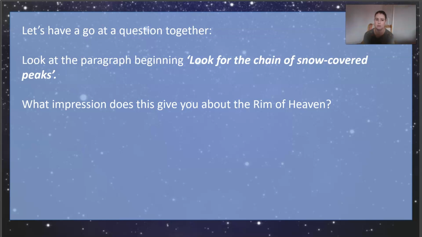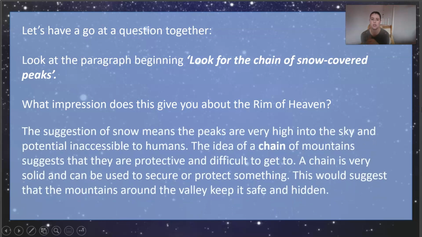So let's have a look at what we've written for our answer. Okay, so the suggestion of the snow means the peaks are very high into the sky. Now we know, certainly from looking at our mountains topic in geography, if we're looking at Mount Everest or some of the peaks that we've got in Snowdon, it's quite difficult to get to the top of some of those mountains, especially mountains like Everest or Kilimanjaro.